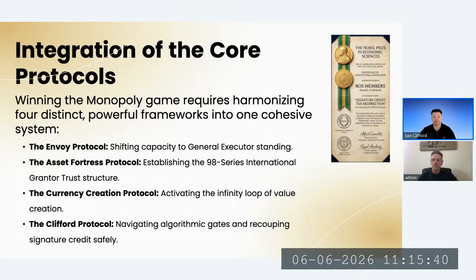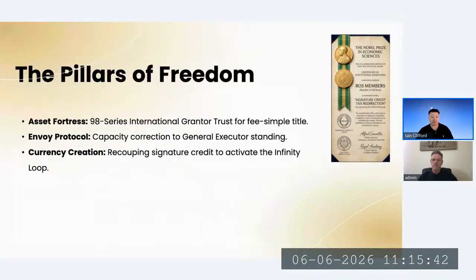So the Asset Fortress, the Envoy protocol, and the currency creation: 3 protocols, all wrapped up in a bundle. We have a donation sliding scale from standard down to a very low level for those who are struggling with budget. We have a back-end contribution or donation, which you get back, by the way. It's like a sliding scale. We try and make it possible for everyone who wants to do this to be able to finance it.